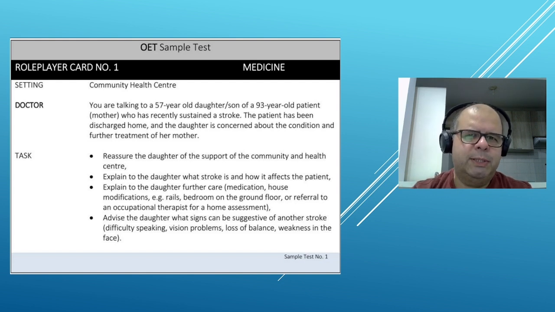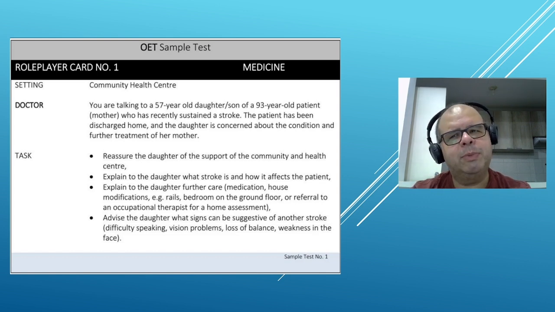Moving on to task number 2, we have to first explain what a stroke is. Remember that you're talking to the patient's daughter, so keep your explanation short and simple. For example, before we talk about your mom's further care, I would like to explain to you what a stroke is. A stroke happens when the blood supply to the brain is cut off. As a consequence, it may affect the patient's speech and mobility.